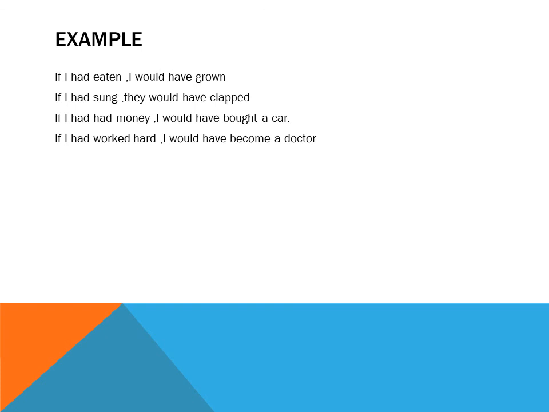The likely condition is formed by if plus present simple plus will. Example, if I sing, they will clap. The unlikely condition is formed by if plus past simple plus would. Example, if I ate, I would grow. Then the last one, impossible, is formed by if plus had plus a verb in past participle, then plus would have. And a good example is if I had eaten, I would have grown.